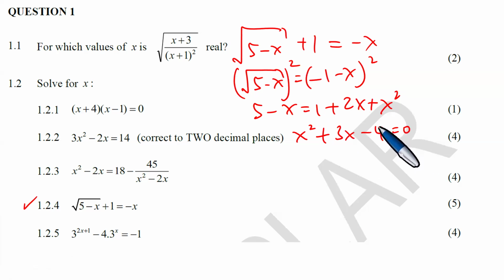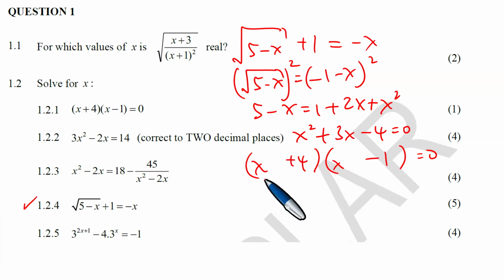Take note of that. So what are the factors of this? We can do it with ease. Factors of x squared are x and x. Two numbers whose product is minus 4 but whose sum is plus 3 are plus 4 and minus 1, giving us x is minus 4, x is 1.